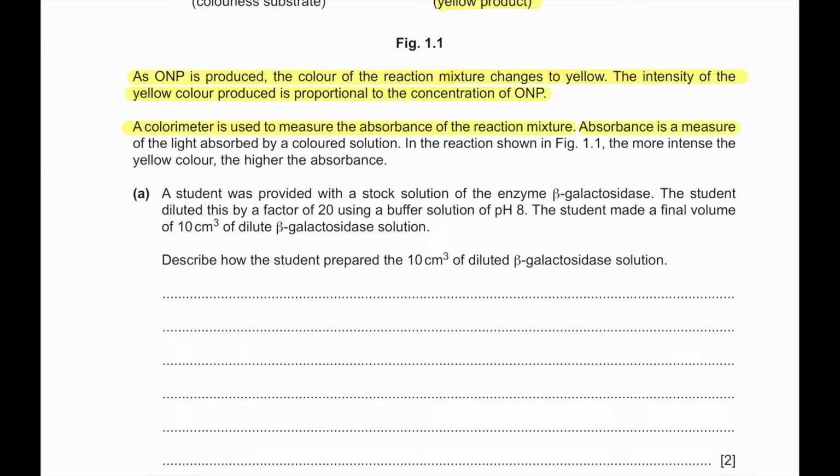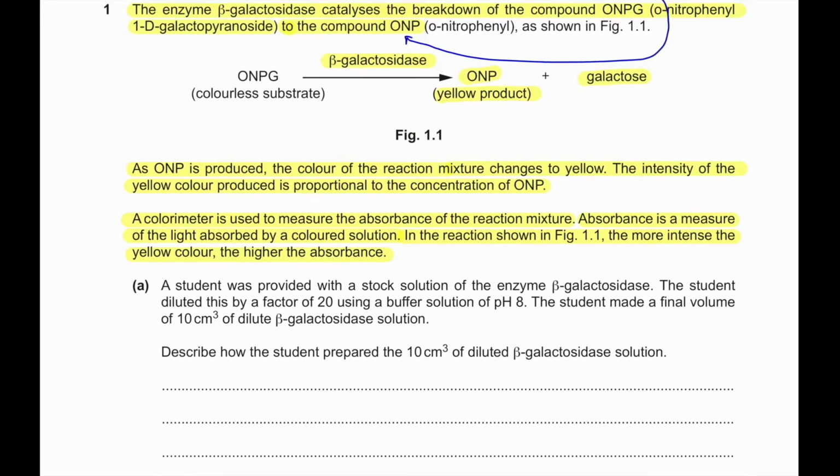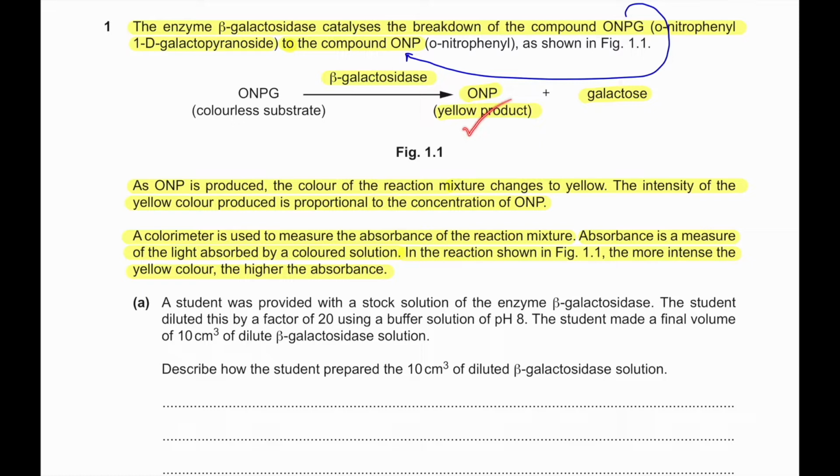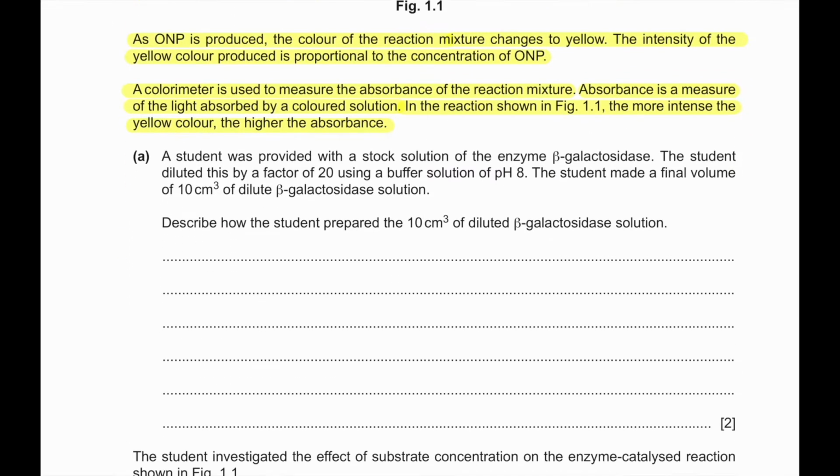Absorbance is a measure of the light absorbed by a colored solution. In the reaction shown in figure 1.1, the more intense the yellow color, the higher the absorbance. So if the yellow color is greater, which indicates there is a higher concentration of ONP, which in turn indicates that more product has been produced.